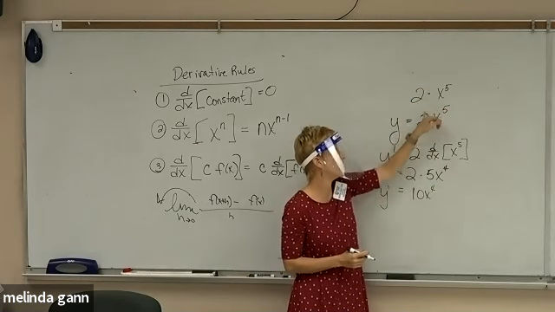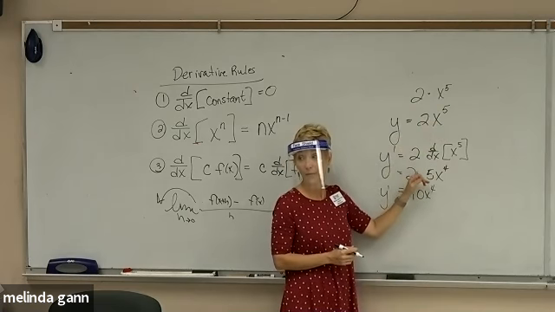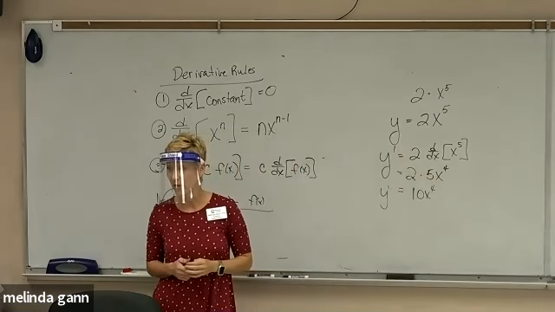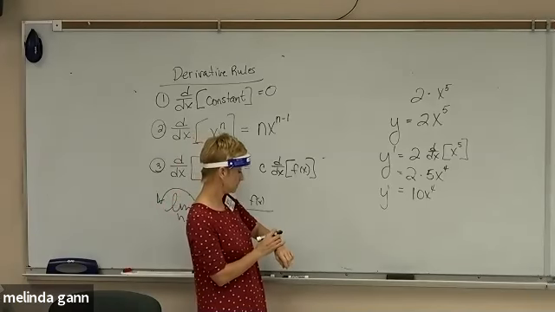So what you end up doing, you understand why you're doing it. When you bring that 5 down, if there's a number already there, what do you end up having to do with them? Multiply. Okay? So it comes out to be a very handy theorem that we need.